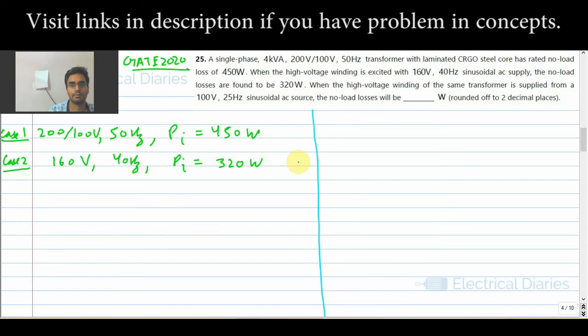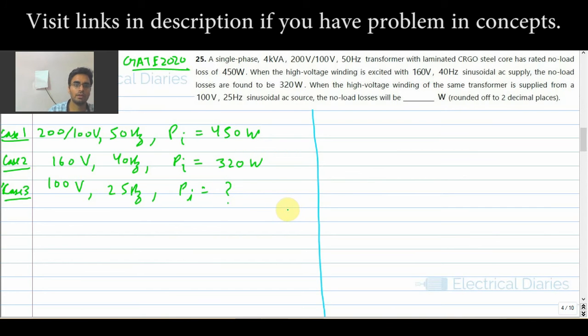When the high voltage winding of the same transformer is supplied from 100 volts, okay, so again case 3 is given to me. When 100 volts, 25 hertz, the no load losses will be this. I have to find out.